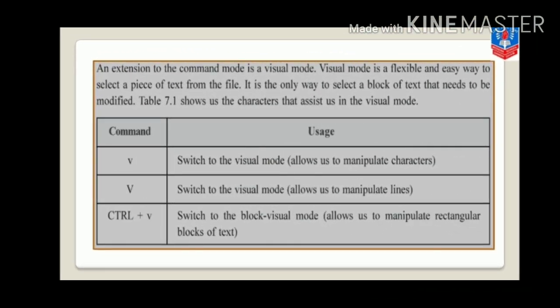Here in this image you can see, children, an extension to the command mode is visual mode. Visual mode is a flexible and easy way to select a piece of text from the file. It is the only way to select a block of text that needs to be modified. Here you can see the characters of visual mode. Small v switches to visual mode. Capital V switches to visual mode that allows us to manipulate lines.